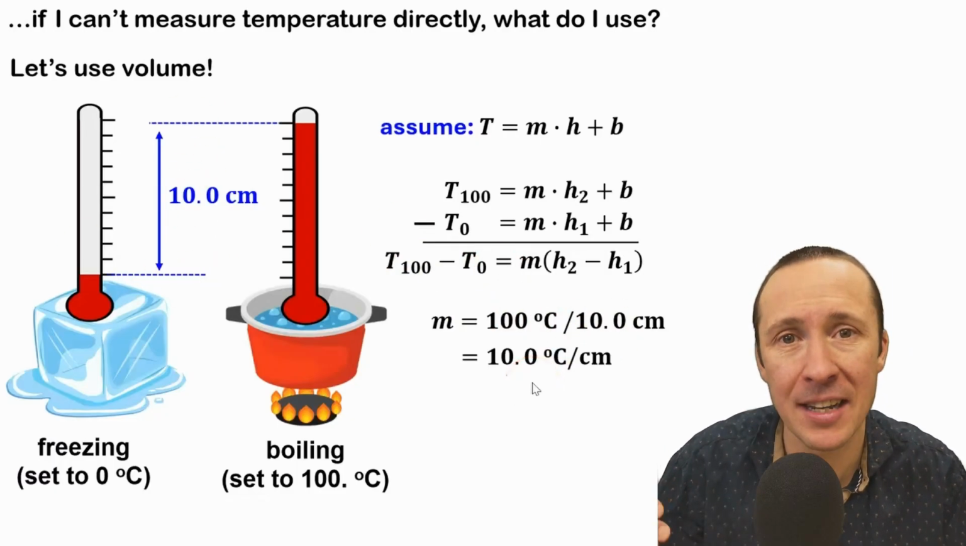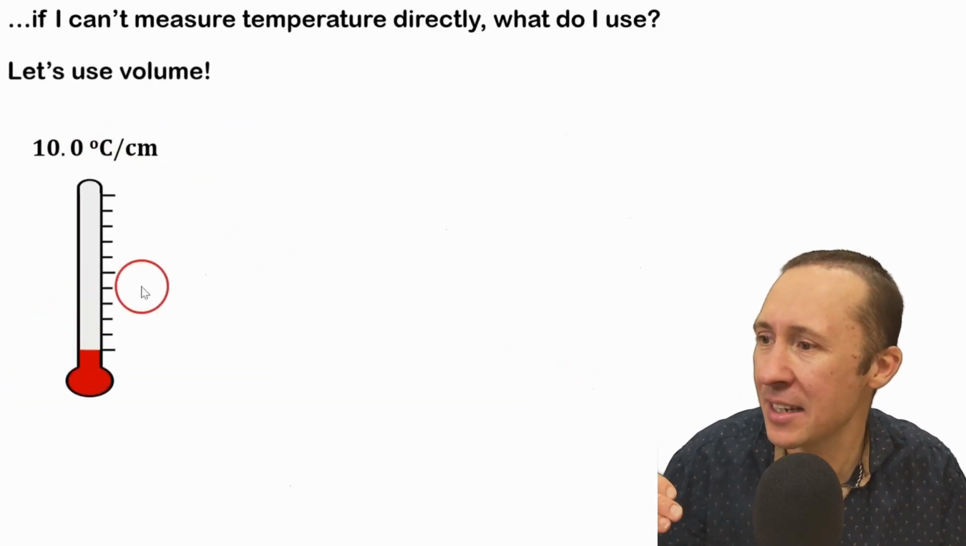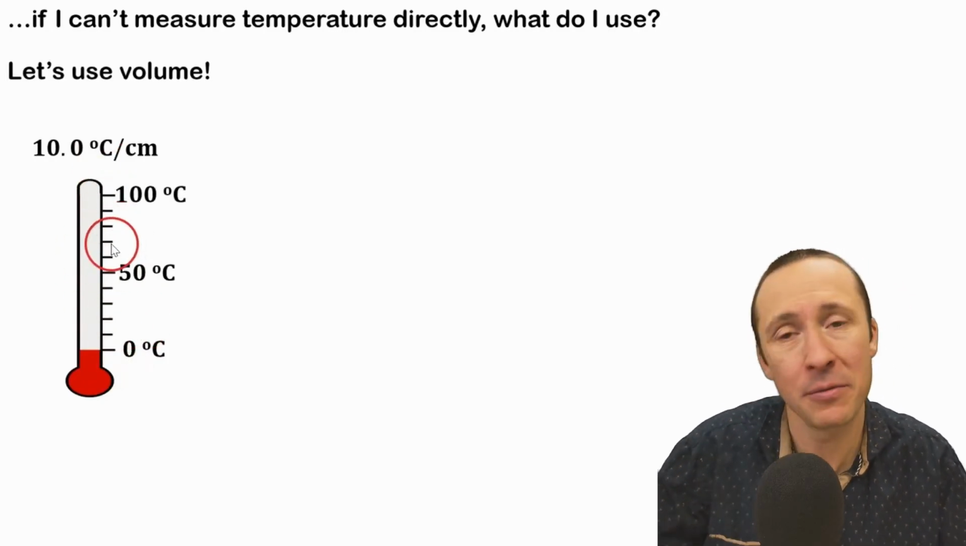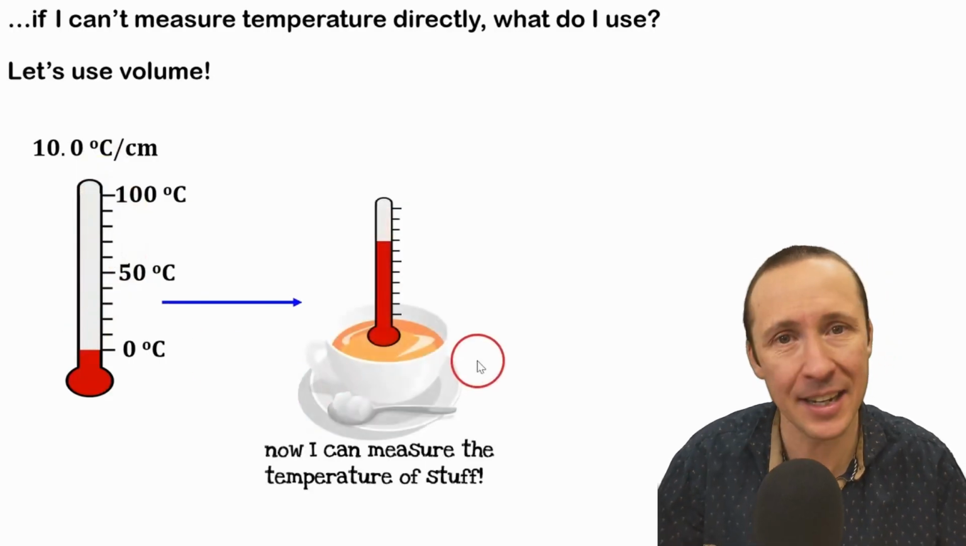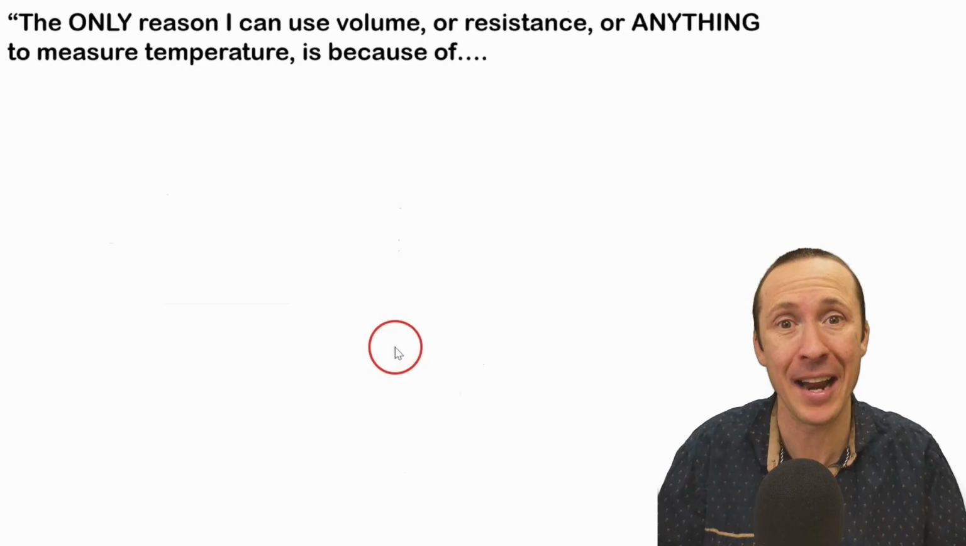So for every rise of 10 degrees Celsius, the height goes up a centimeter. So we can now take this and make these gradation marks on our bulb, and then we have created a thermometer. We could go and stick it in stuff and measure the temperature of stuff. So that's our thermodynamic scale.